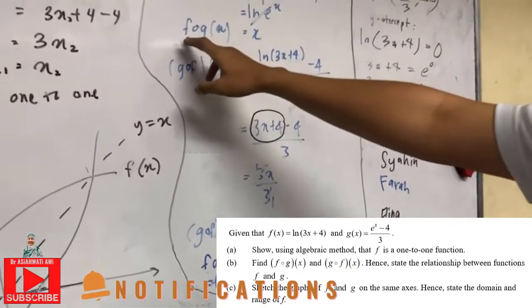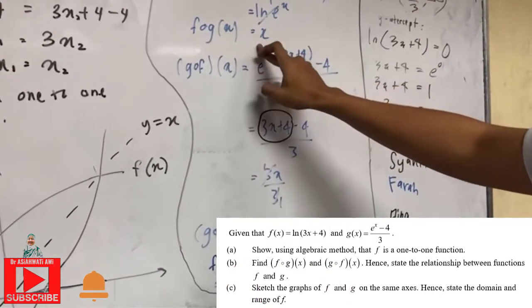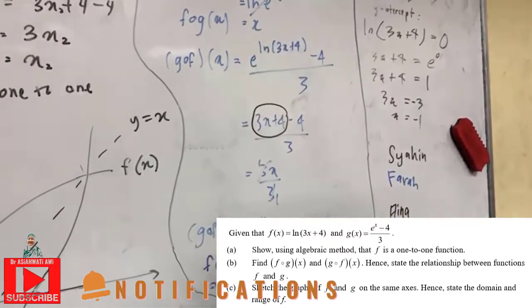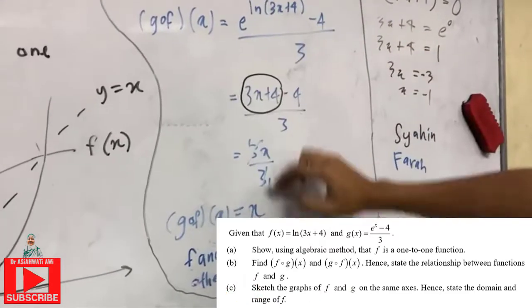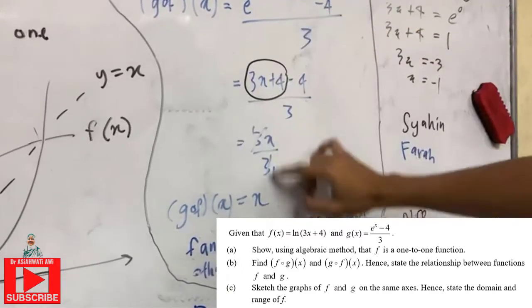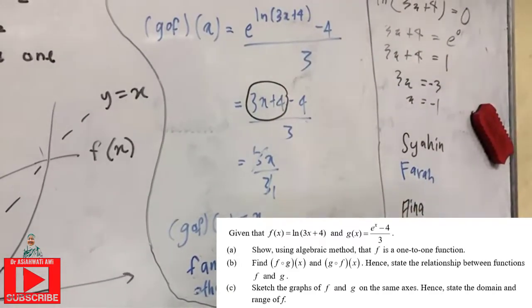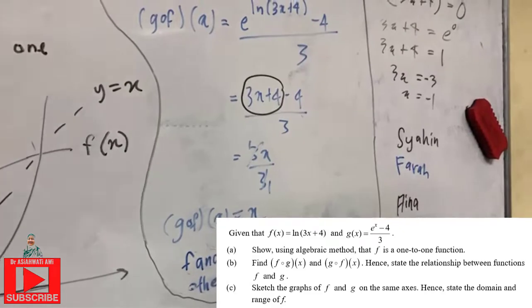Walaupun kita prefer kita buat fg(x) equals to x, itu kita terbalikkan gf(x) equals to x. Maksudnya dia punya final answer dia akan dapat x. So disebabkan final answer dia sama, f dengan g ni inverse to each other. Okay.